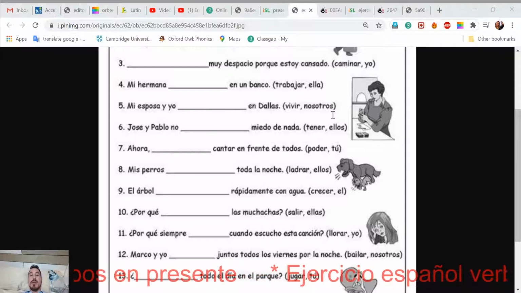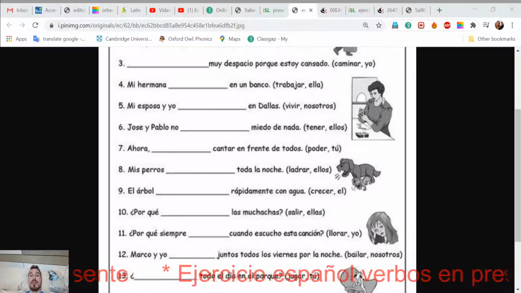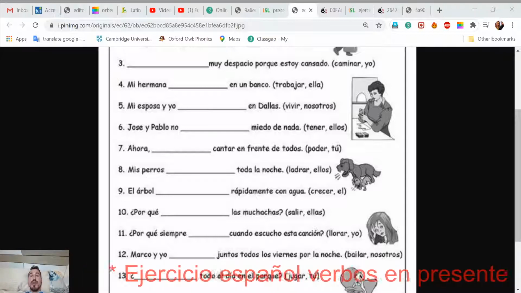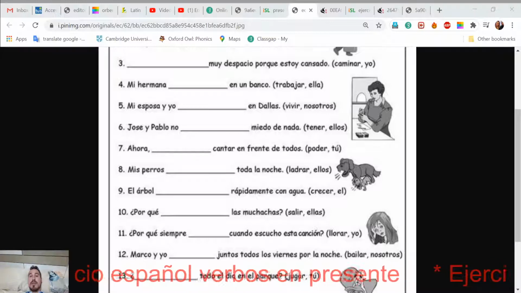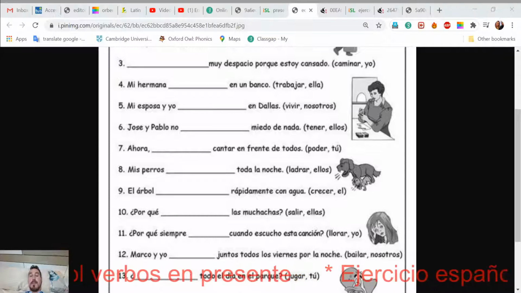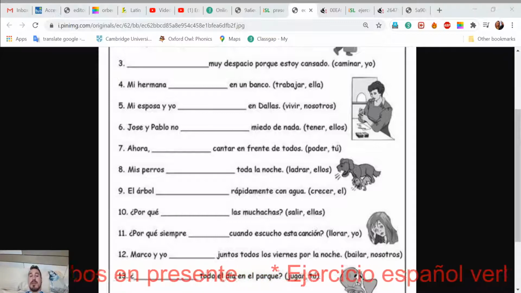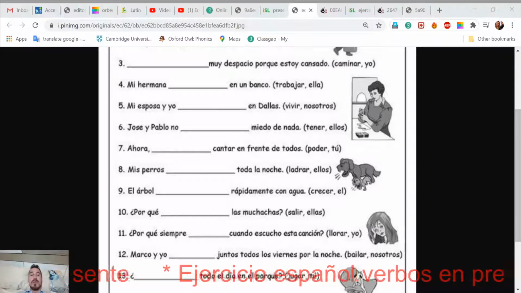10. ¿Por qué salen las muchachas? So yes, this is another G verb. So we say salgo, sale, sale, salimos, yeah. So salir means to exit or to go out, come out.